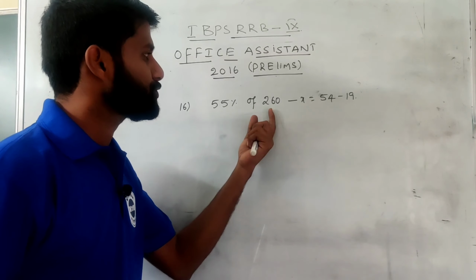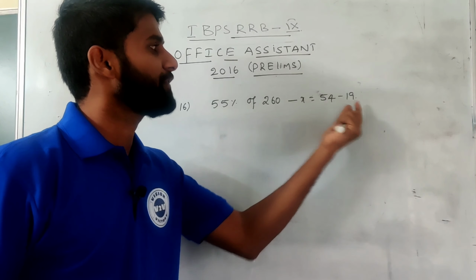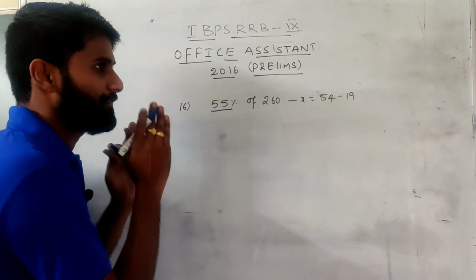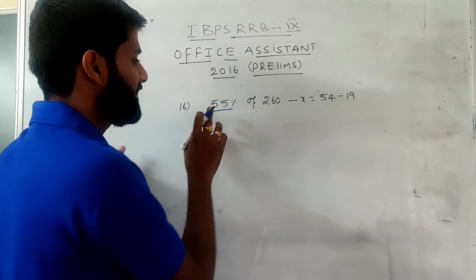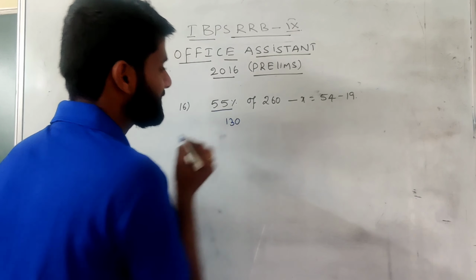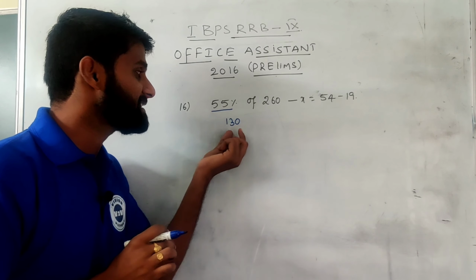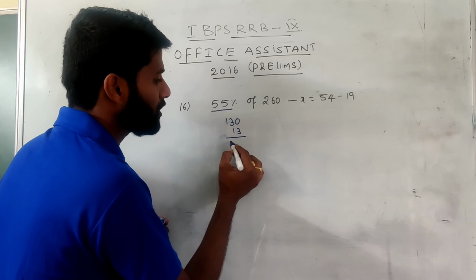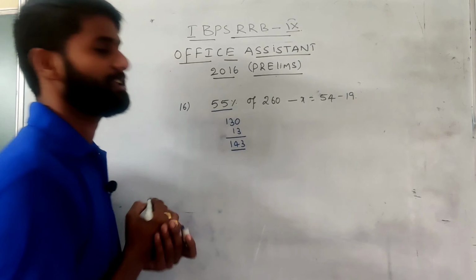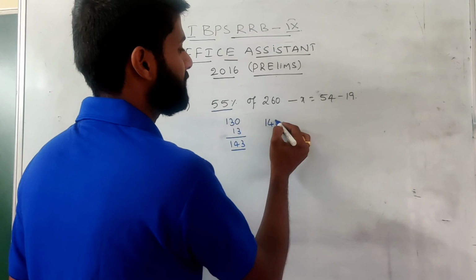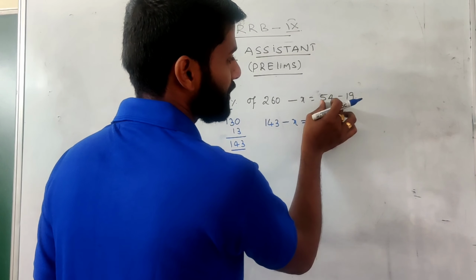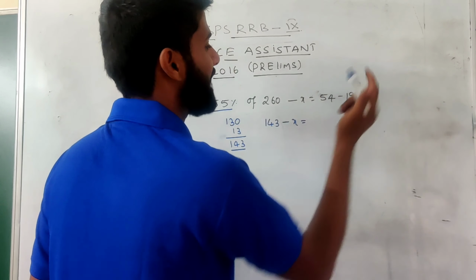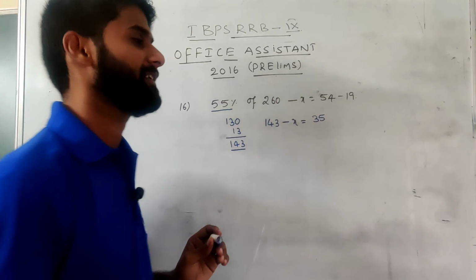55% of 260 minus x exactly equal to 54 minus 19. Find the x. See, 55% means 50% plus 5%. 50% value becomes 130. If 50% is 130, 5% value becomes only 13. Clear? If you add all these numbers, the value becomes 143. See, then 143 minus x exactly equal to 54 minus 19. For example, 54 minus 20 is 34. If you add one more number, the value becomes 35. Then find the value of x.